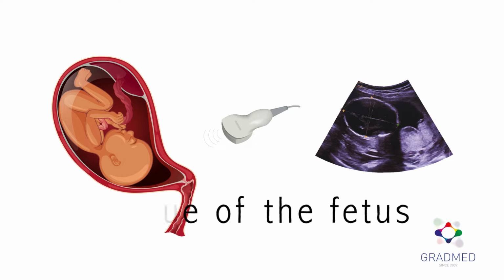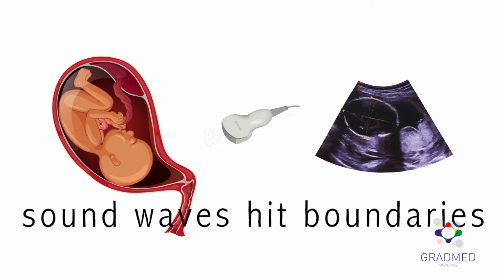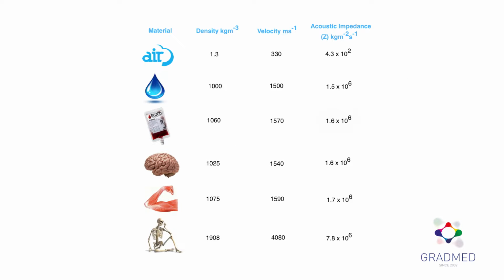Now, ultrasound works because sound waves hit boundaries between different tissues, and some tissues are better at reflecting sound waves than others. The degree to which sound waves are reflected depends on a very specific property of the tissue, called the acoustic impedance. On screen are some different tissues and their associated acoustic impedance values. Now, obviously, don't worry about learning these values, but take a look at their magnitudes.